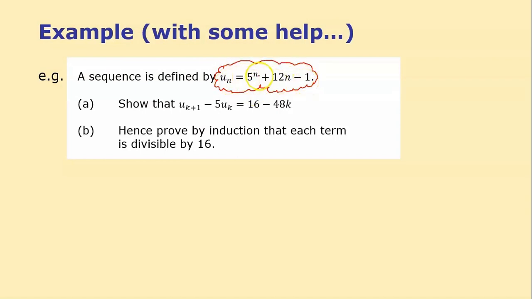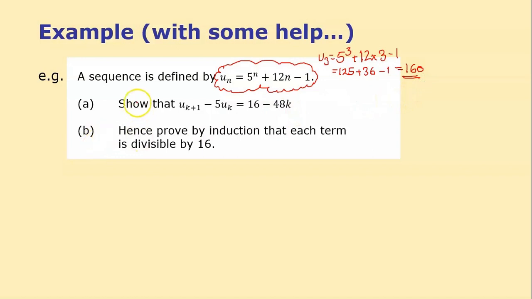It just uses the value of n. So for instance, if I wanted to find a term, say U3, I would simply do 5 cubed plus 12 times 3 minus 1. What's that? That's 125 plus 36, and then take away 1. That sounds to me like 160. I don't know if that's right, but it sounds to me as it should be.